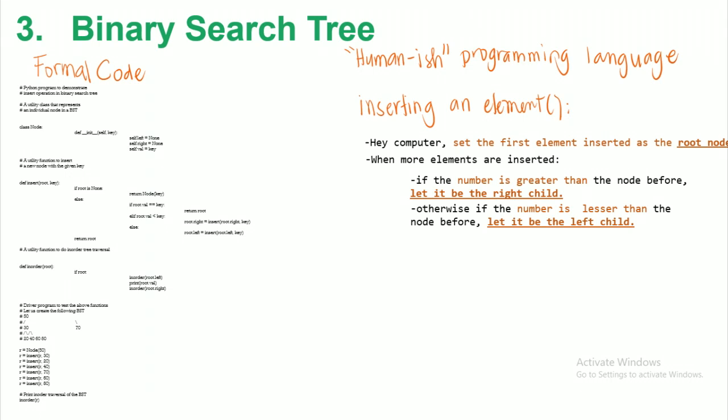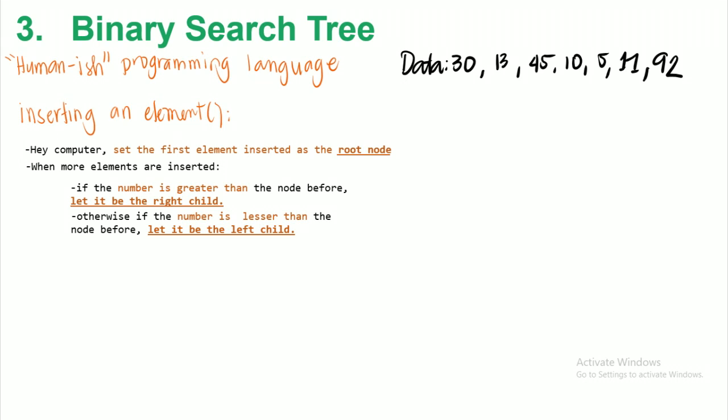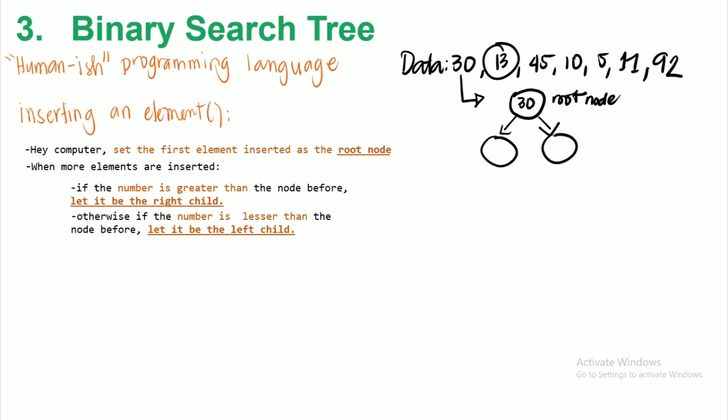Now let's visualize this. Say we were given the data 30, 13, 45, 10, 5, 11, and 92. When we insert our first node, as we instructed, the computer sets the first element inserted as the root node. Next, when we insert the next element, in this case 13, the computer compares 13 to 30. Since 13 is lesser than 30, 13 goes to the left node. Then, when we insert the next element, 45, since 45 is greater than 30, 45 goes to the right node.